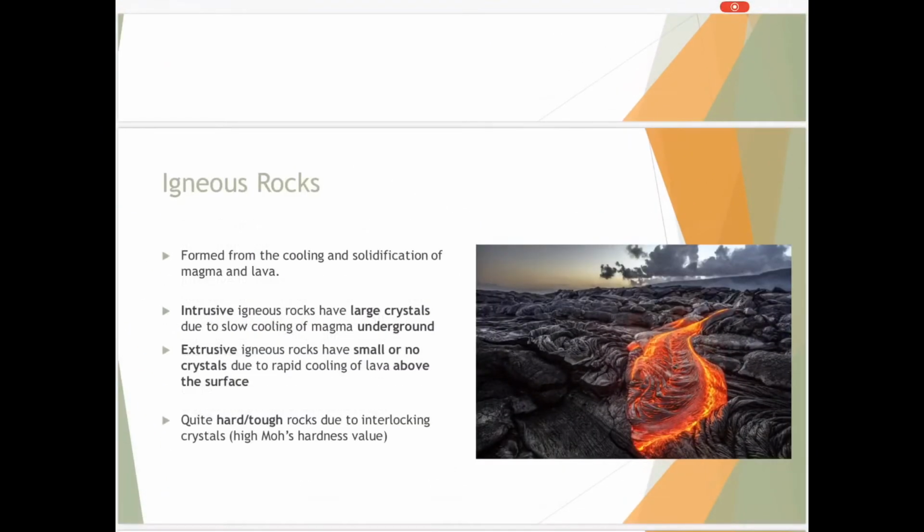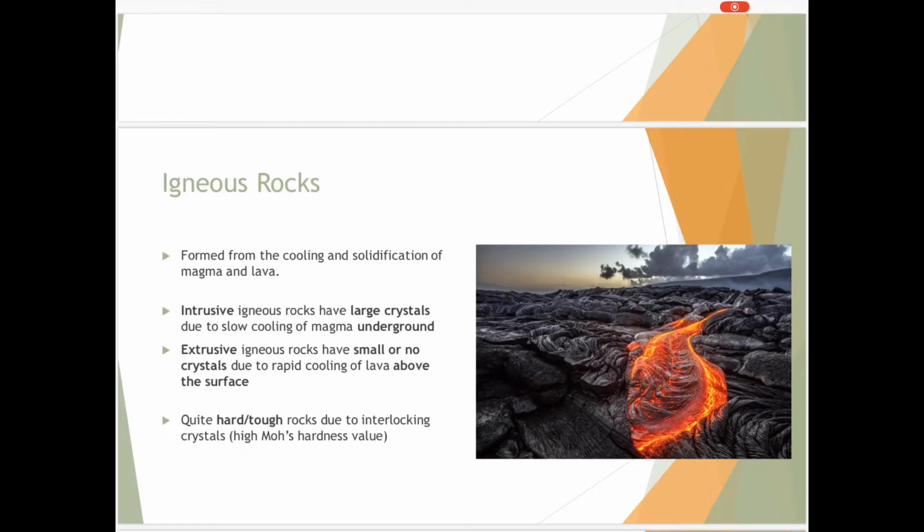Now depending on where the magma cools, you will either get intrusive igneous rocks, which form when the magma cools underground, or extrusive igneous rocks, which form when the lava cools above the surface. The main difference between those two forms is that intrusive rocks have much larger crystals because they cool over a longer time underground. Extrusive rocks, where the lava has reached the surface, cool very quickly, and so they don't have any crystals or very small crystals.